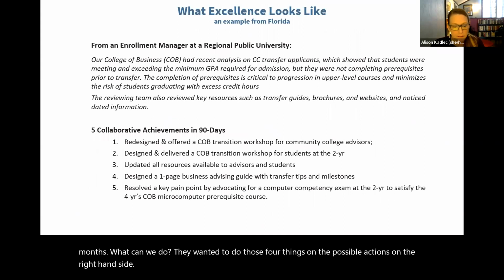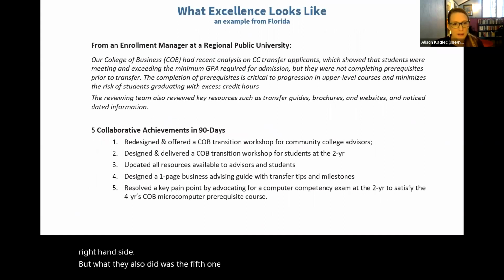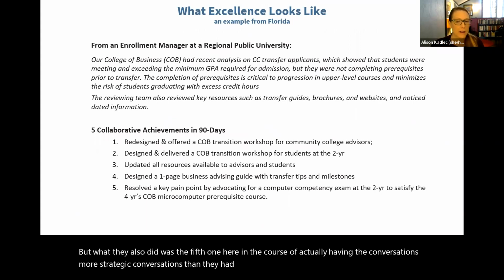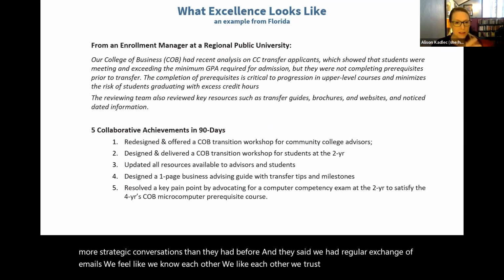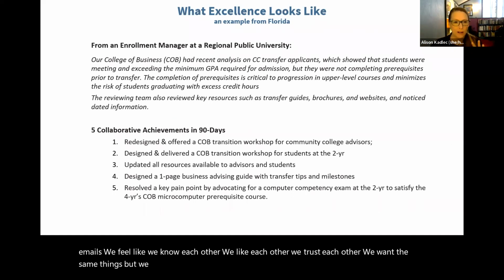But what they also did was the fifth one here. In the course of actually having more strategic conversations than they had had before, they said, we had regular exchange of emails. We feel like we know each other. We like each other. We trust each other. We want the same things. But we realized by working on this that we actually didn't have as strategic a relationship as we could.